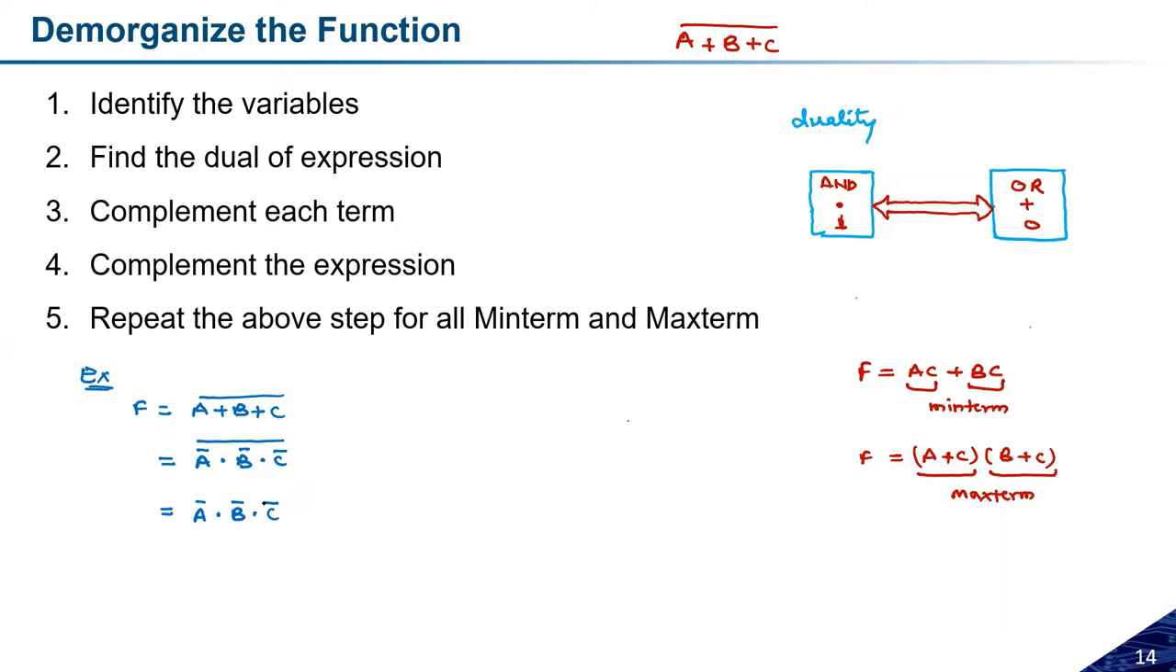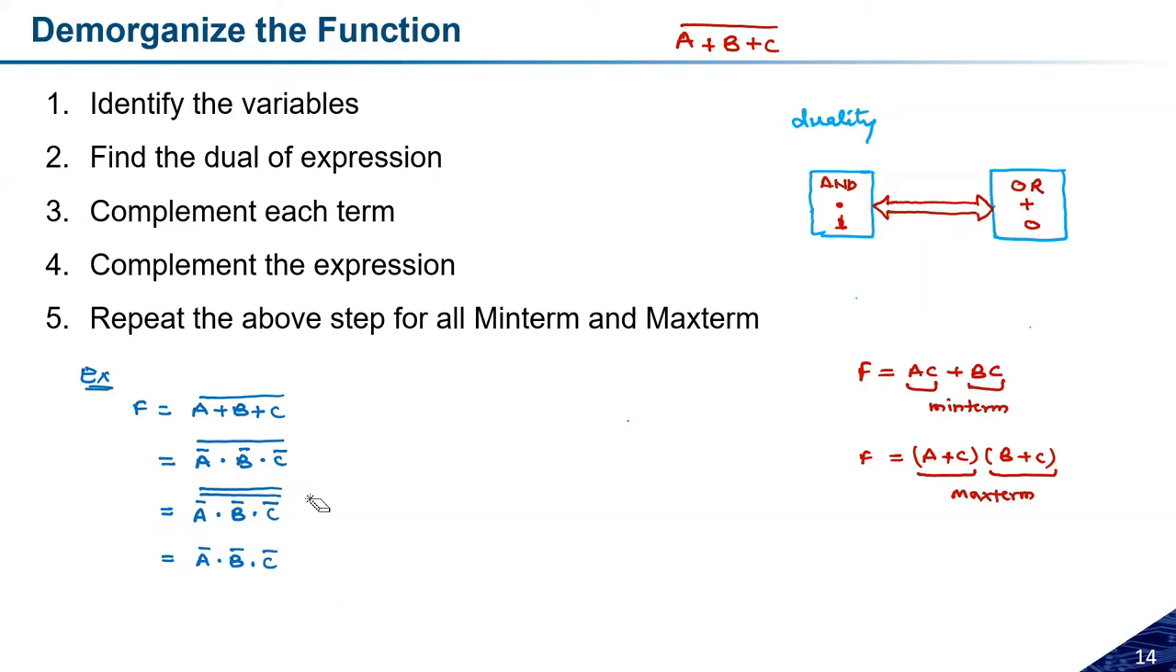A bar dot B bar dot C bar complement, and then one more complement here. So this is what we can do. Now let us try to see here. If you see complement and complement, this will be cancelled out, and in result I will get the expression A bar dot B bar dot C bar, and this is the function after demorganization.